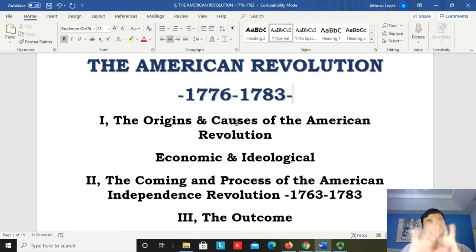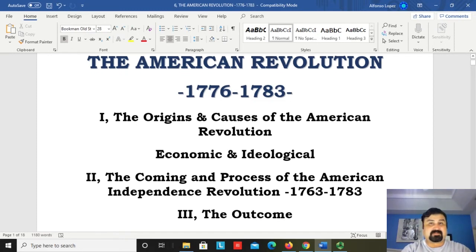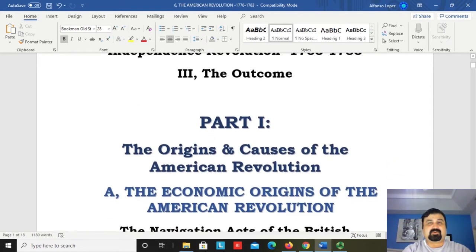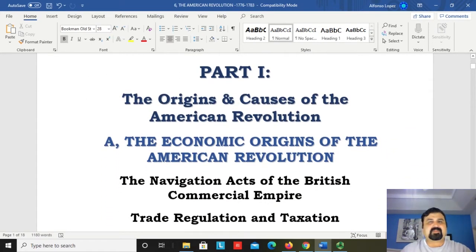So this is, in very general terms, what we're going to cover in this topic in 3 sessions. But in this particular session, we're going to initiate with part 1, the origins and causes of the American Revolution. And we are going to begin with the economic origins of the American Revolution. Once again, we're starting with the economic factors, and then we're going to move into the ideological factors after we examine the economic factors.